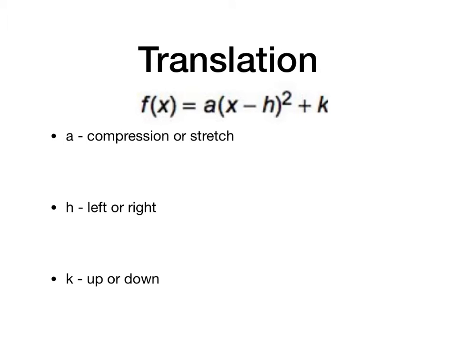So the translations that are going to happen depend on what the a, the h, and the k are going to be. So the a is going to either be a compression or stretch of the graph. A compression is just going to make the parabola fatter, and a stretch is going to make the parabola taller and skinnier. A compression will happen when a is a fraction. So if a is like 1/2, the graph's going to be shorter and fatter. And the stretch will happen if it's a number like 2, 4, 3, any number greater than 1.